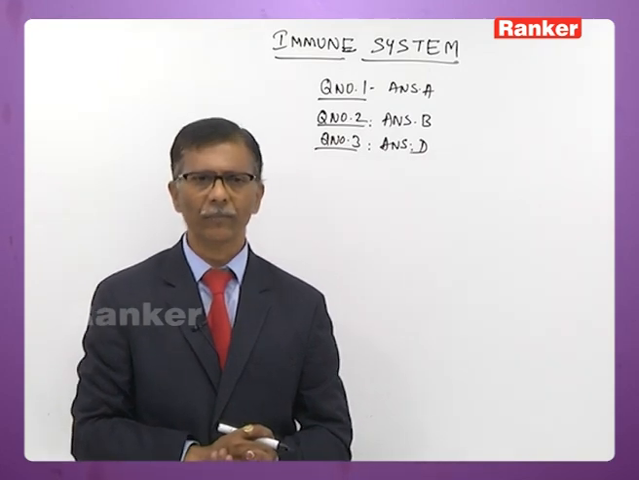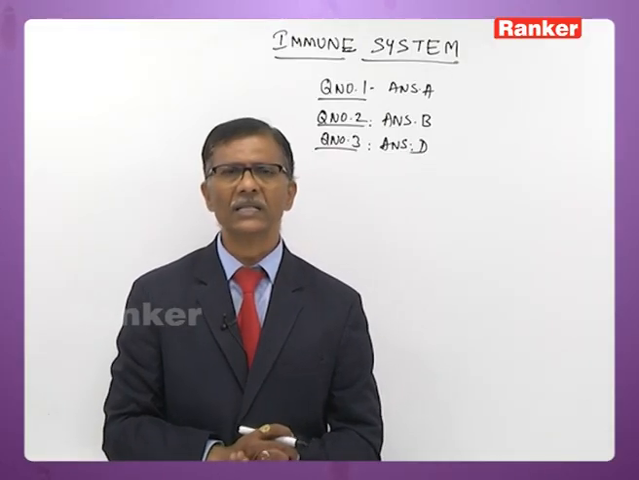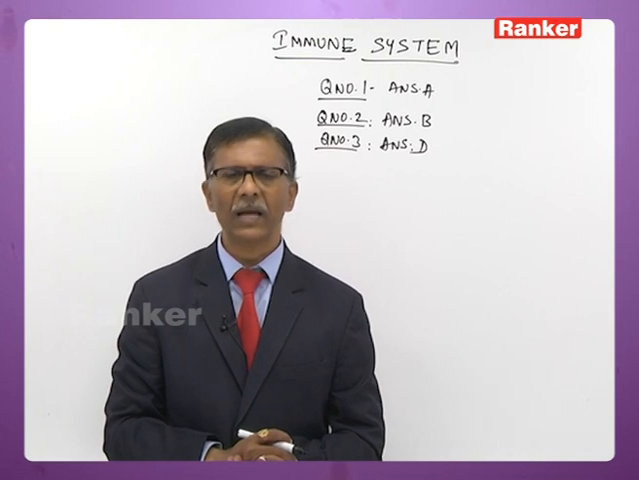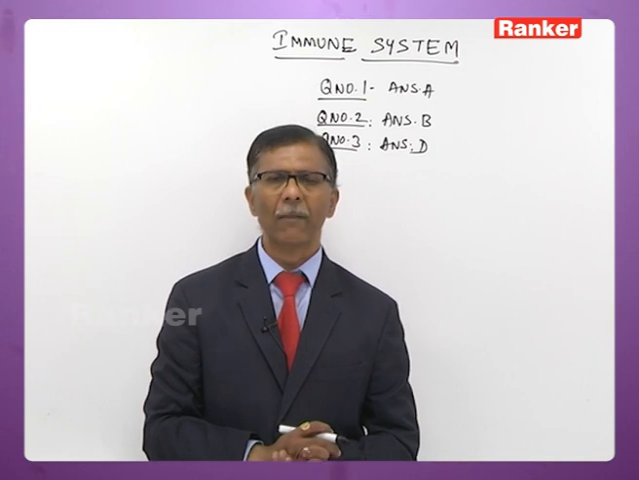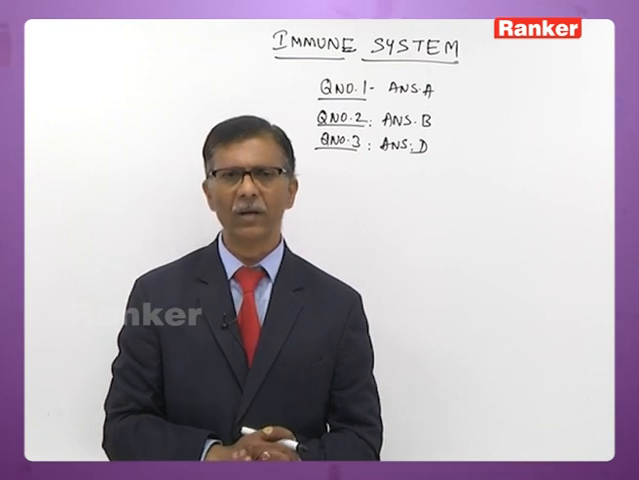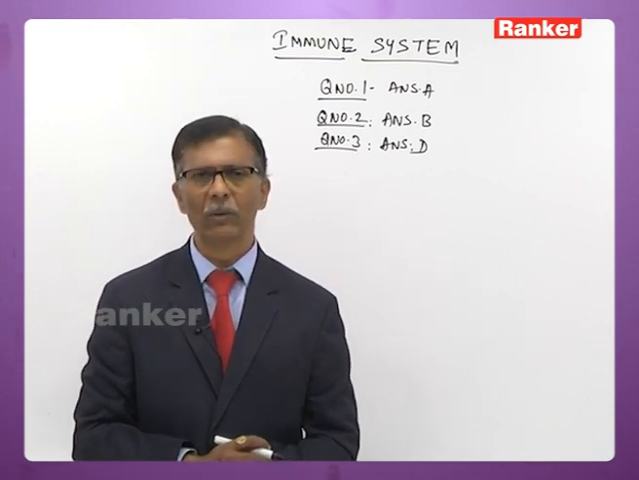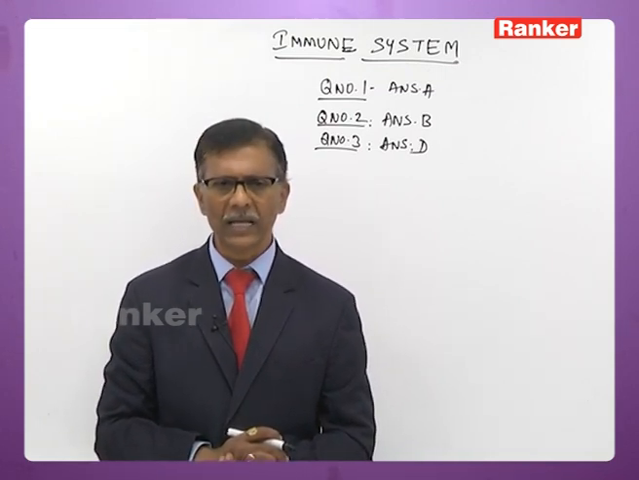Next you have question number 4. Cytokines that provide non-specific immunity against virus are: A. interleukins, B. tumor necrosis, C. colony stimulating, D. interferons. Cytokines are proteins synthesized by the lymphocytes of the human body, and they command innate or natural immunity of the human body. They provide resistance to the human body against various viruses. So among these the correct option is D, interferons.